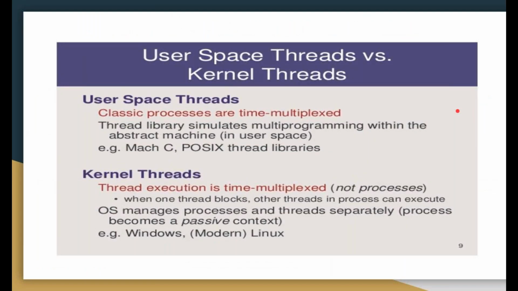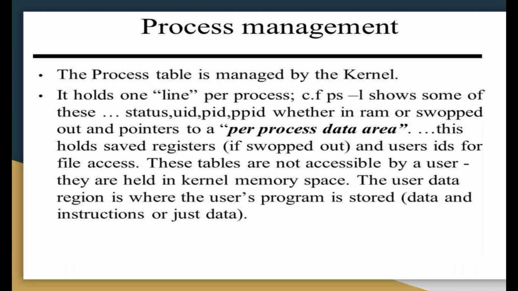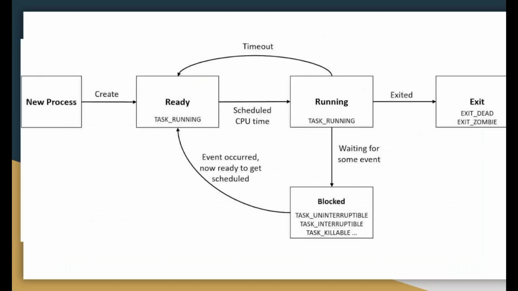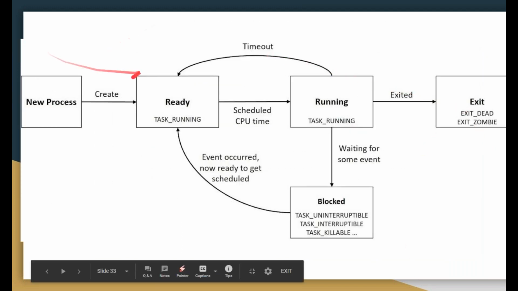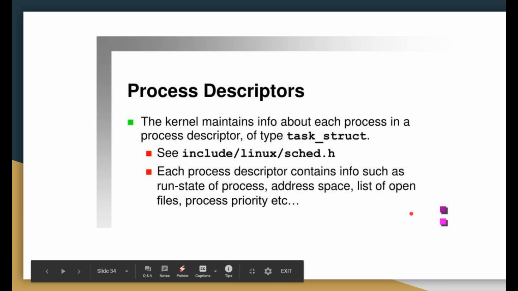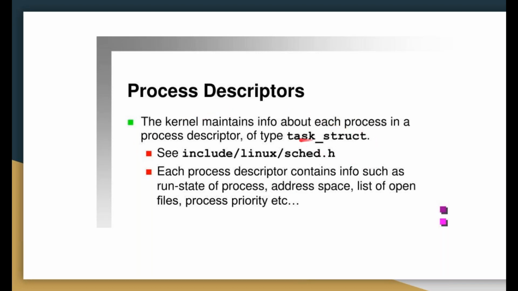Then I discussed threads. So far we discussed process management. This is important: the various life cycles of your processes. We discussed what is meant by the states: ready state, running state, and exit state. Then I discussed process descriptors, and the most important data structure is the task structure.